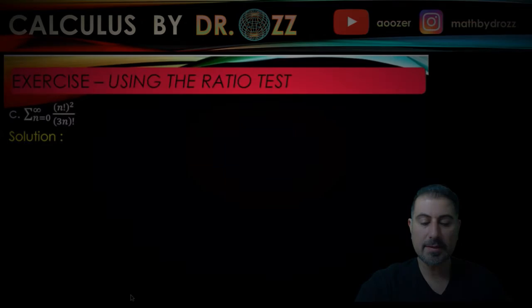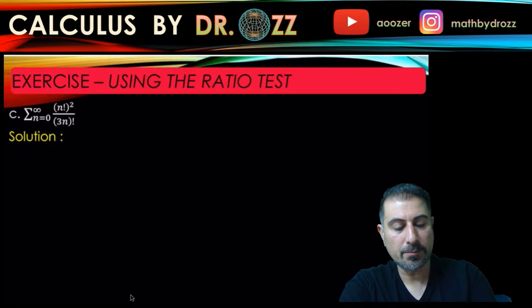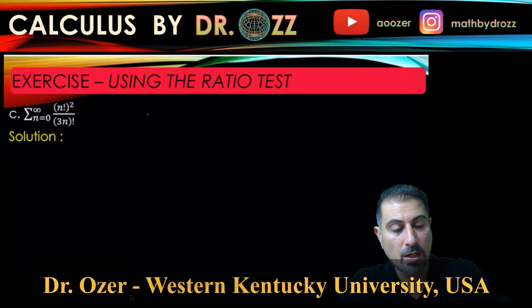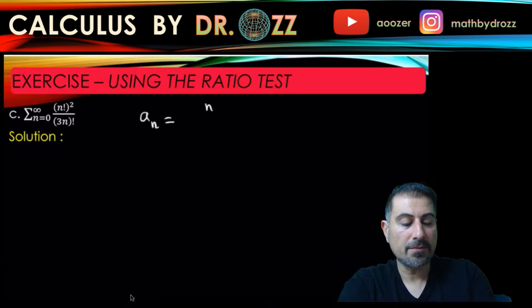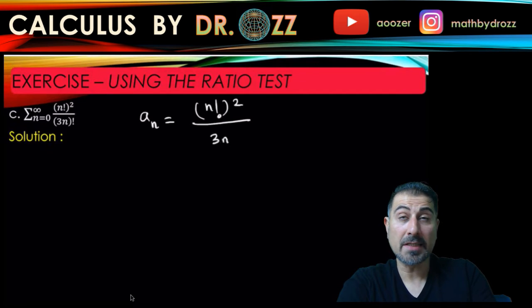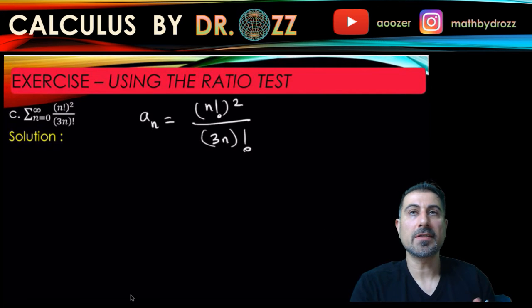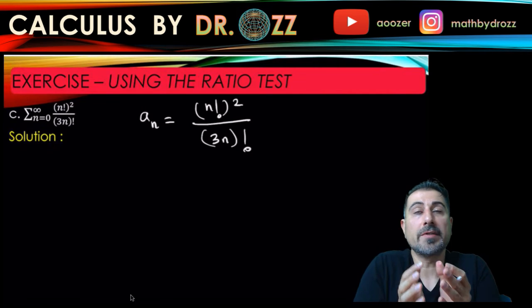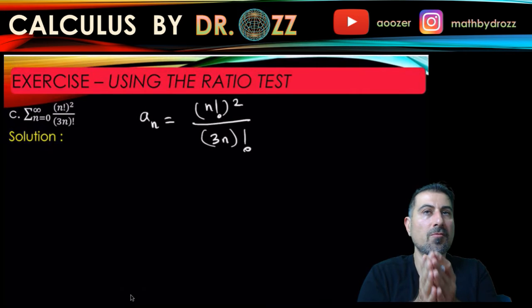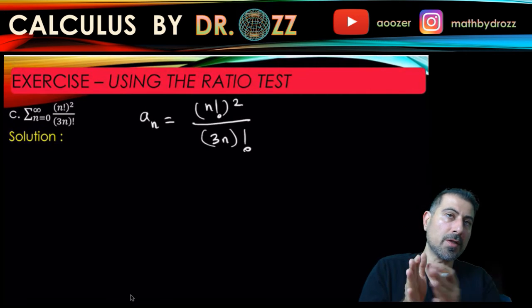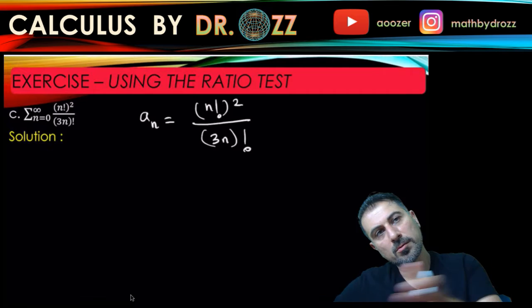For part C, let's do the same. Let's apply the same approach. a_n is n factorial squared, and then 3n as a number factorial. Okay, it's not 3 times n factorial, but 3n is a number, whatever n is, right? And then starting from 3n, you go all the way to 1. So it's the product of all numbers starting from 1 all the way to 3n.